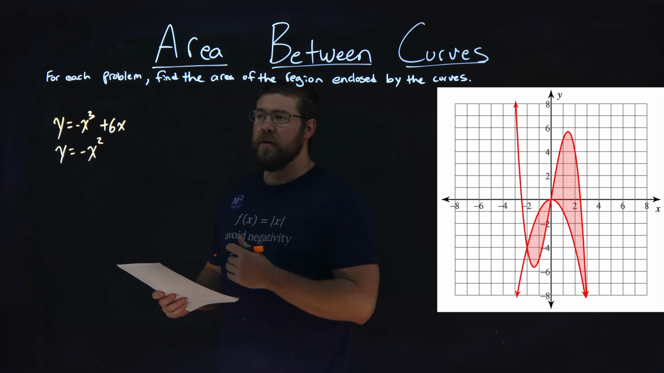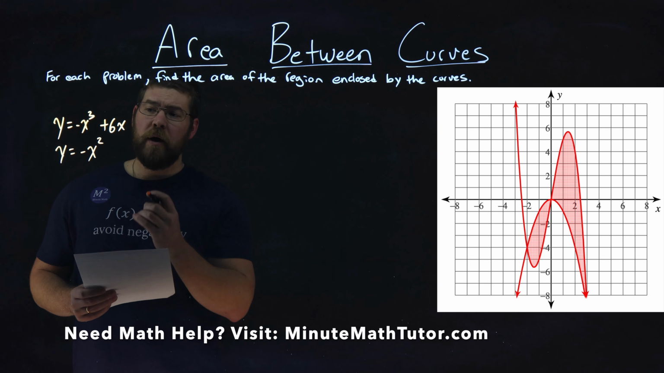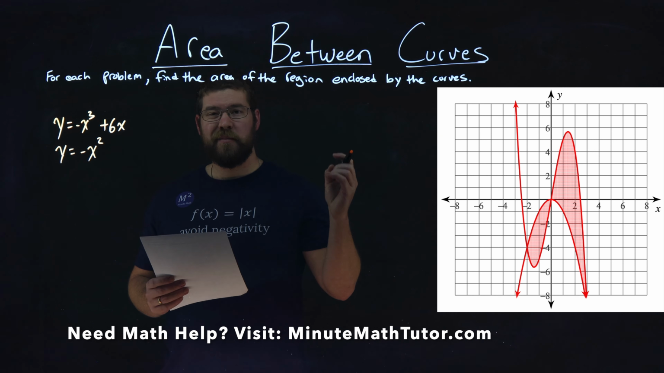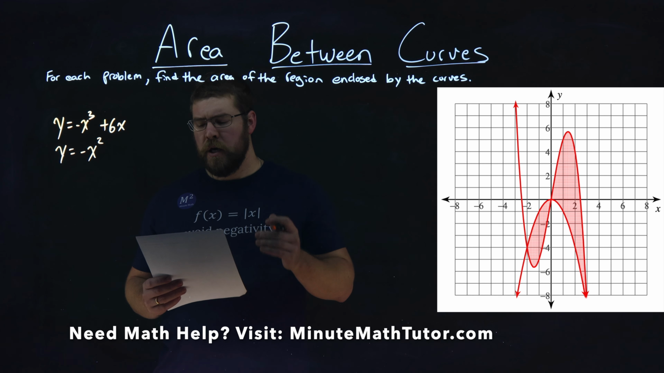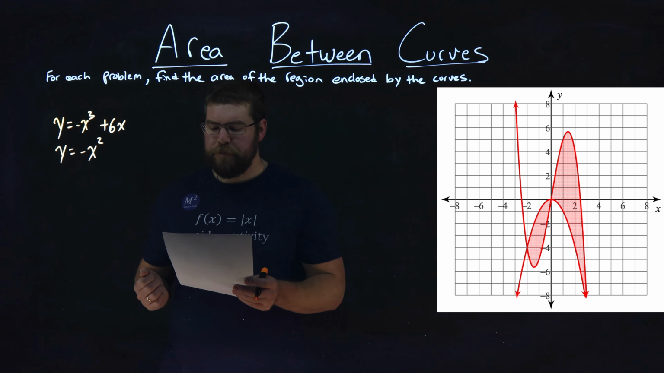We're given these equations here. y equals negative x to the third power plus 6x, and y equals negative x squared. And we want to find the area of the region enclosed by the curves. Well, first thing is I want to see where these functions intersect.